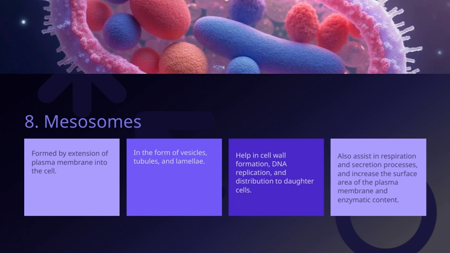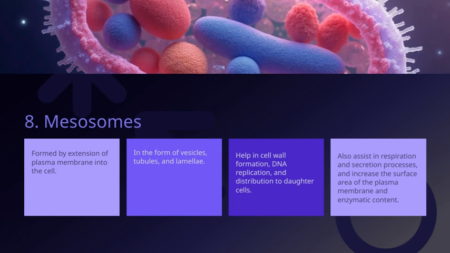Furthermore, mesosomes are involved in cell wall formation, helping to synthesize and organize the cell wall components. They also play a crucial role during DNA replication, ensuring that genetic material is accurately copied and evenly distributed to the daughter cells during cell division.